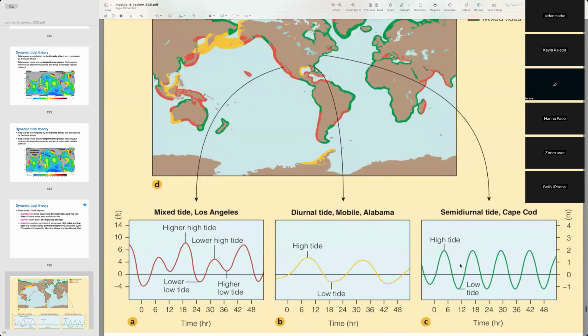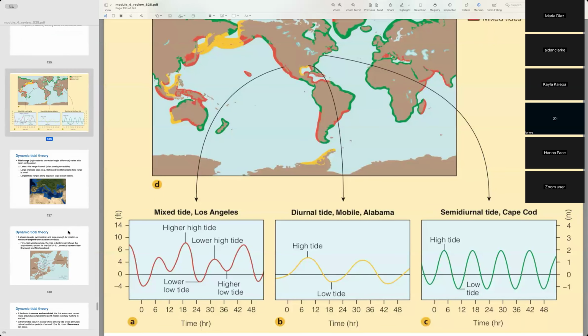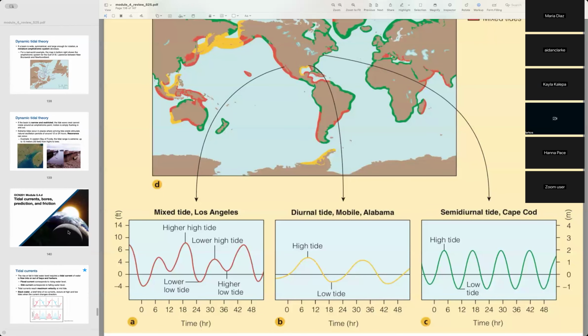And this is an example just shown here. In terms of semi-diurnal, it's all the same. Diurnal, only the diurnal period. And here we have the mix between the higher high tide and the lower high tide and so on. And I think that's all.